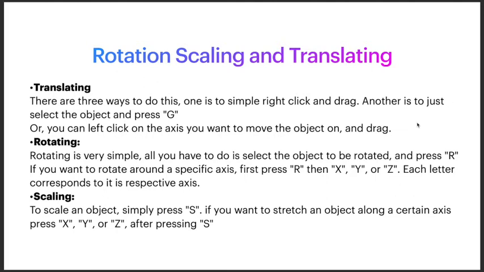Rotating is very simple. All we have to do is select the object to be rotated and press R. If you want to rotate around a specific axis, first press R, then X, Y, or Z. Each letter corresponds to the respective axis. Scaling, to scale an object, simply press S. If you want to stretch an object along a certain axis, press X, Y, or Z after pressing S.